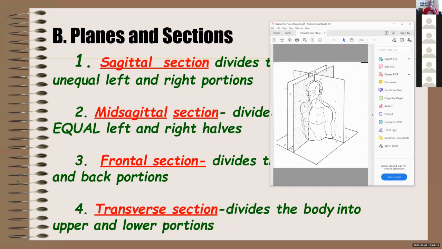If letter B is a sagittal section, letter A is in the midline. It's in the middle, so that would definitely be a mid-sagittal section. Thank you, Liliana. And so letter B is the sagittal section. Letter A is the mid-sagittal section, or a plane. That's why we say planes and sections.